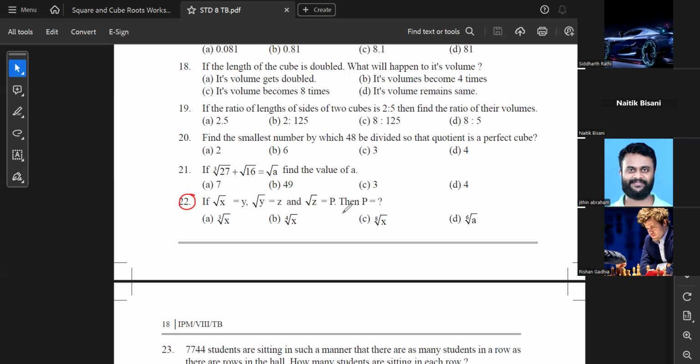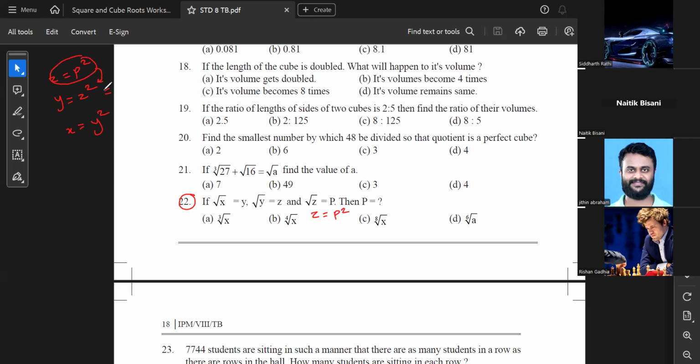So first of all, root of z is equal to p, which means z is equal to p square. I know that root of y is equal to z, which means y is equal to z square. And similarly, root of x is equal to y, which means x is equal to y square. Now I'll simply do the substitution.